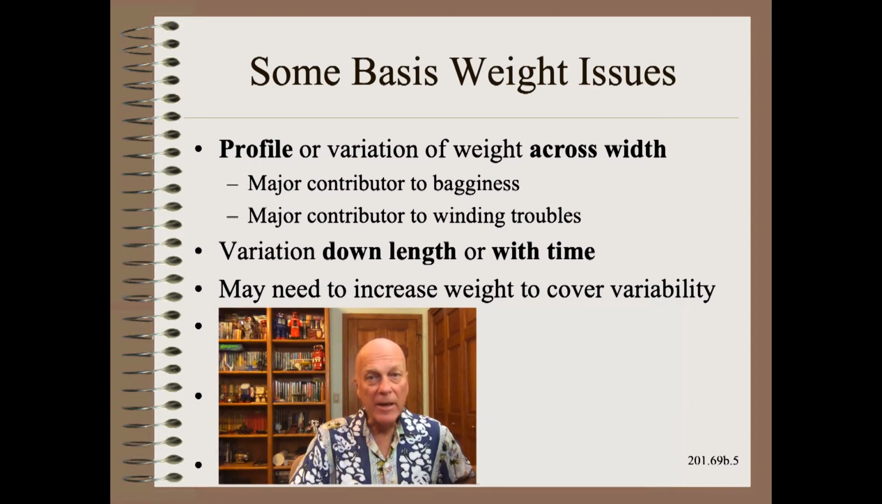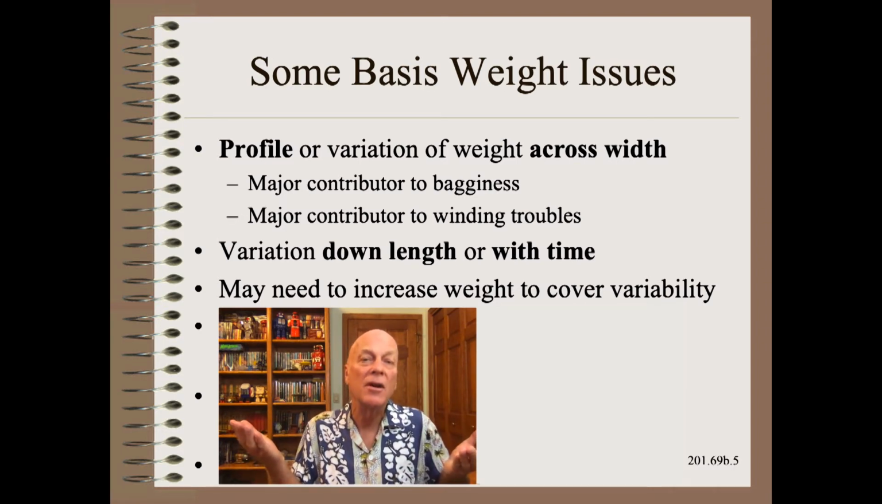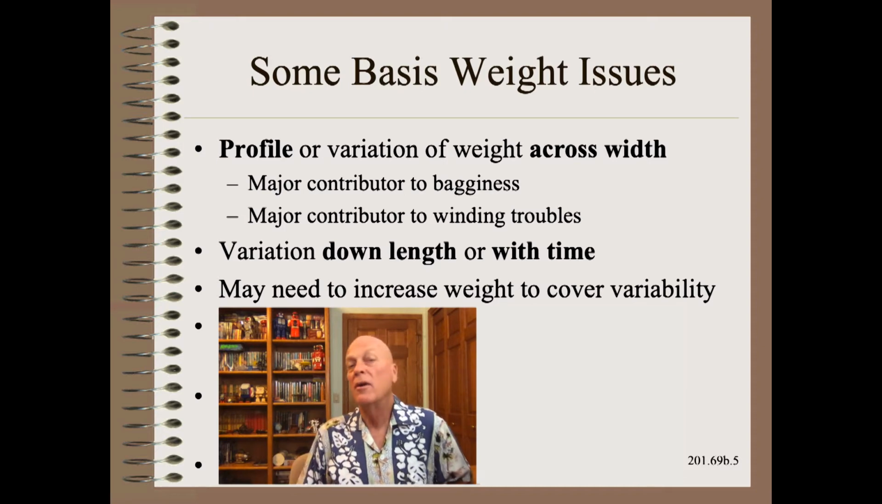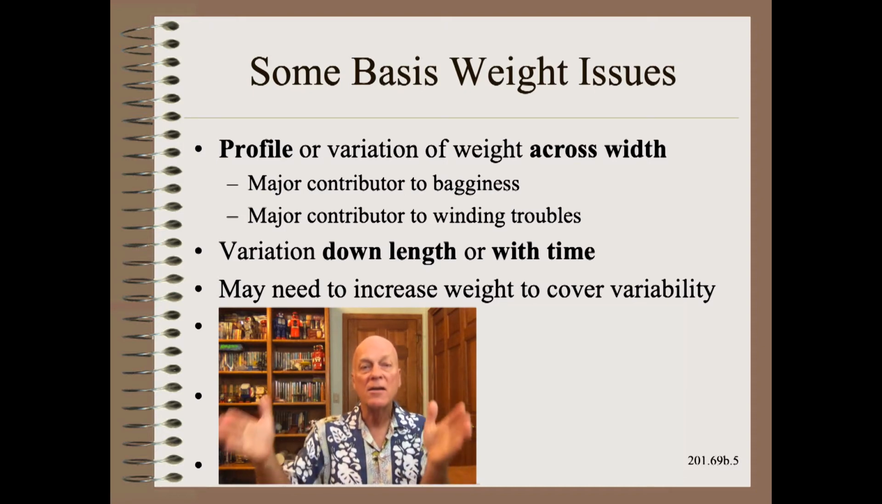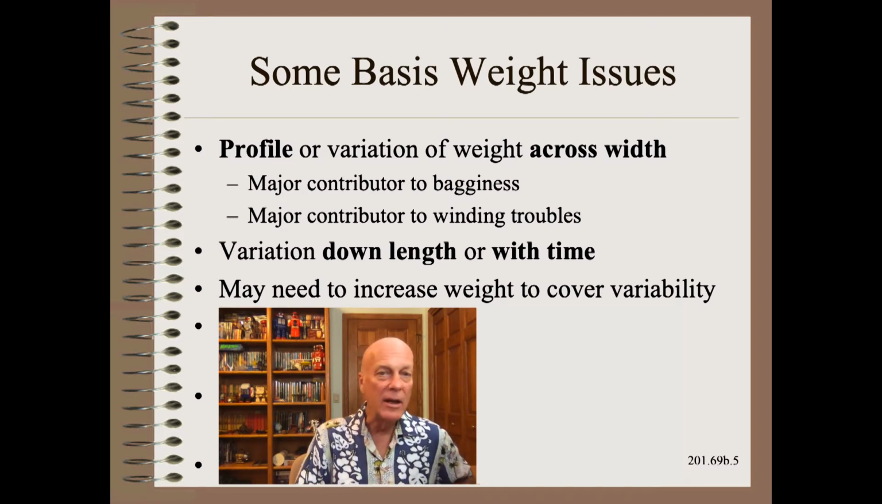While weight is common, there are many complications, a few of which are listed here. The first is that weight by itself contains no information about variability. For example, the weight can vary across the width of the machine, which is known as profile. We will discuss profile in more detail in Web20169b. A weight profile variation can in turn cause troubles with bagginess, winding, and many other quality concerns.